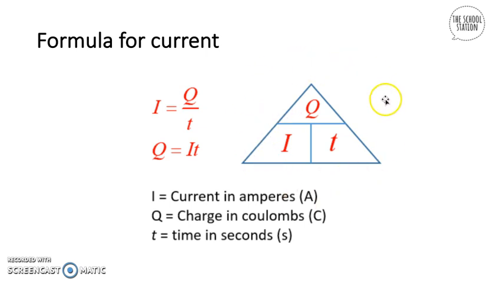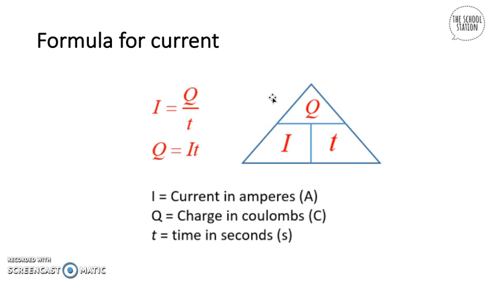We also have to think about using this triangle. You can also remember this triangle, and let's say we have the current and the charge, and we want to find the time. We just cover up the time and then we can do charge divided by current. So that's basically how you would use this triangle.